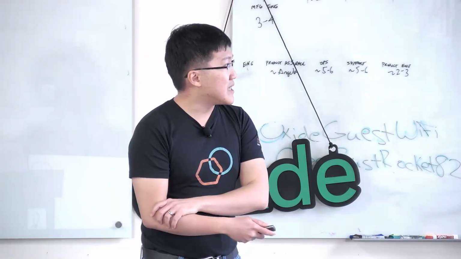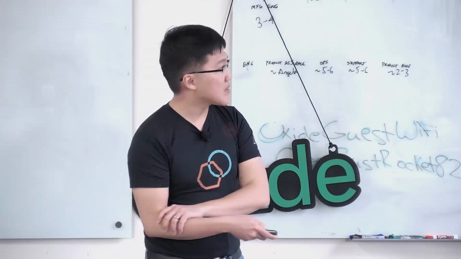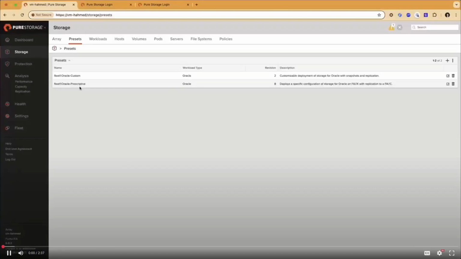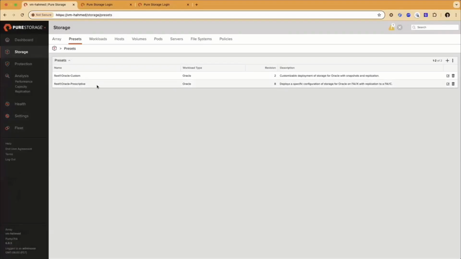Okay, let's just run through the demo. So this is from the point of view of the junior admins, where the preset has already been created by the storage architect. So now they're just going in to provision a database workload using the preset. So they can just log into any array in the fleet. In this case, we have chosen VM-Hakmet. That just happens to be the name of the array.